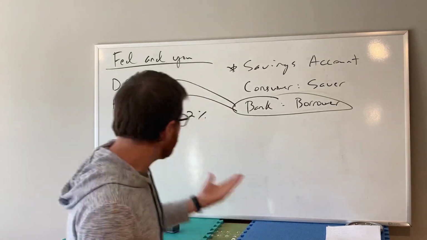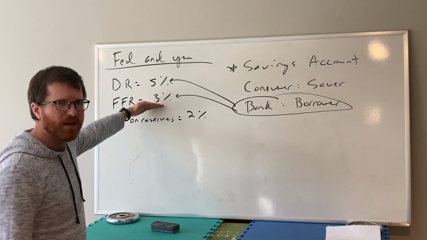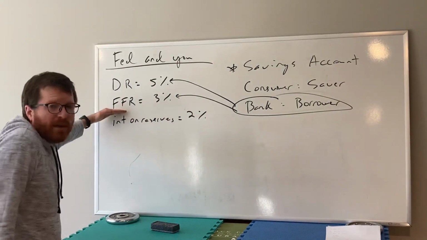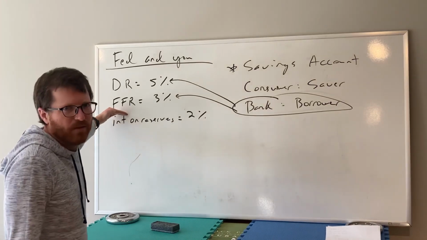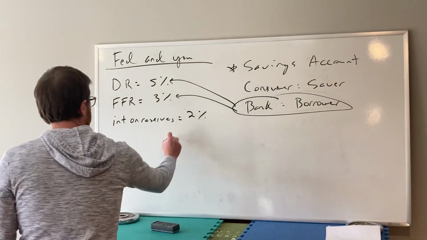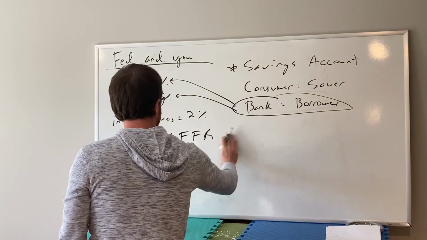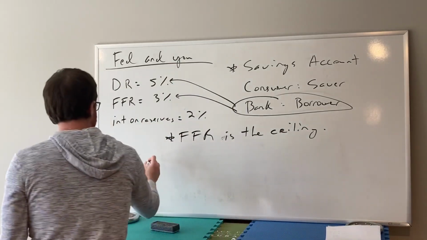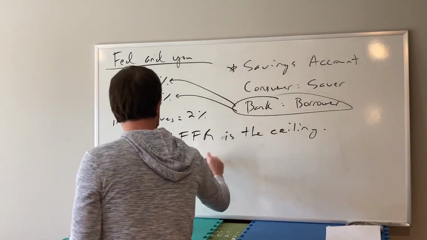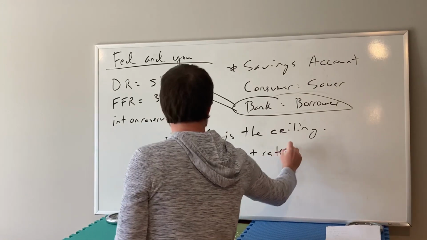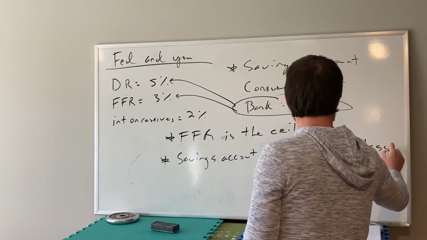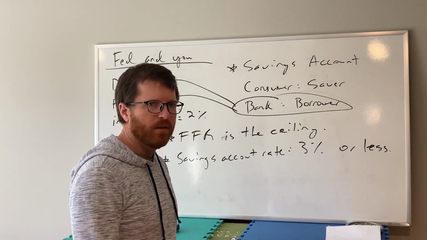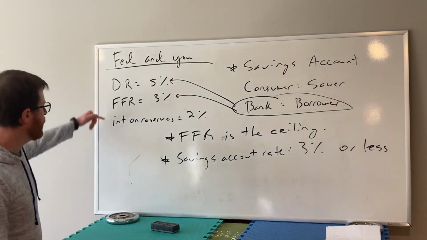There's no point in us doing that because we can always go in and get money anytime we want at 3%. Why would I take your money at 4% when I can get a practically infinite amount of money at 3%? Okay? So in this case, the federal funds rate is basically the ceiling. So the savings rate that you get will be 3% or less.